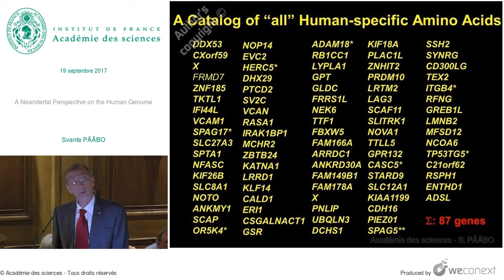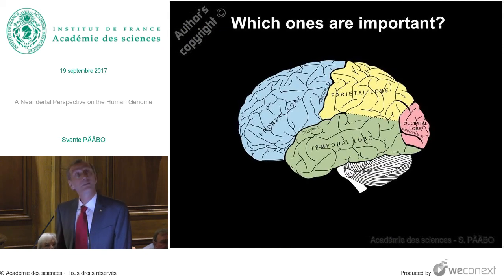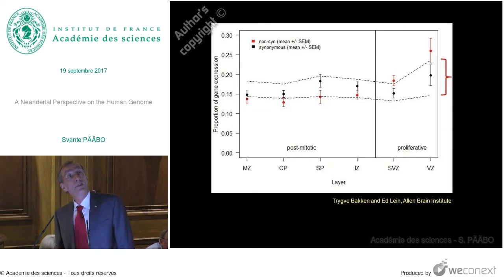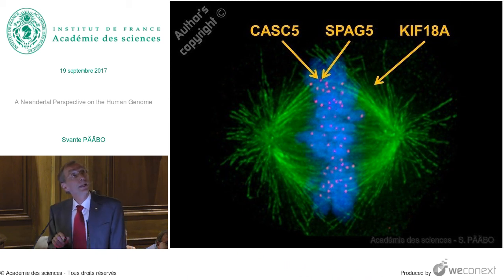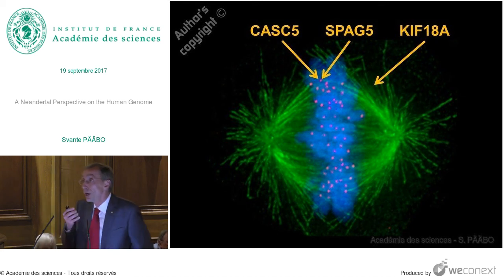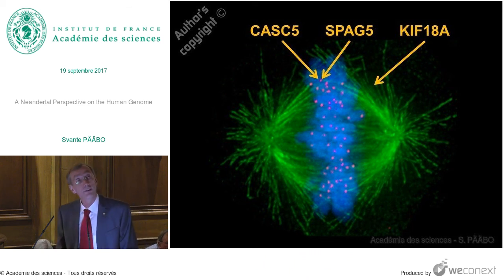and we of course want to ask which are important. So we have our bias. It should be things involved in brain function or so, because we think modern human cognition is special. And if we now look just in different parts of the developing human brain, we find particularly many of these proteins expressed in the proliferative zone where stem cells divide. So, and that is due to that there are 3 proteins there that all have to do with the metaphase plate, with the spindle and kinetochores when chromosomes are pulled apart during cell division.